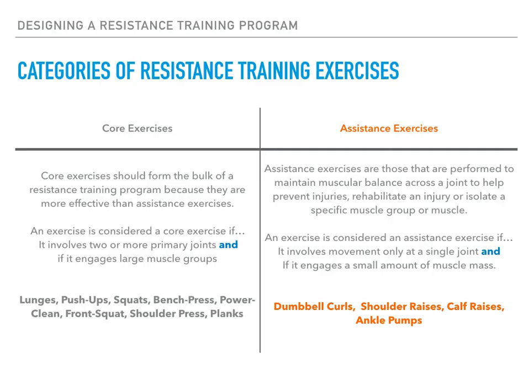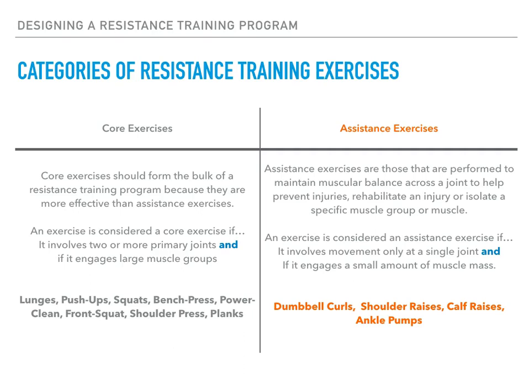Now, one of the most well-known ways to sequence exercises is according to an exercise's type or classification. The two classifications that most, if not all, exercises can fit into are core exercises and assistance exercises. As noted on the screen here, core exercises should form the bulk of a resistance training program when compared to assistance exercises. Well, the question becomes why?